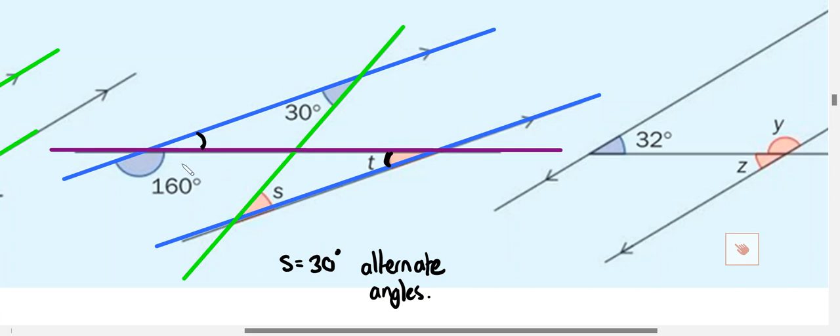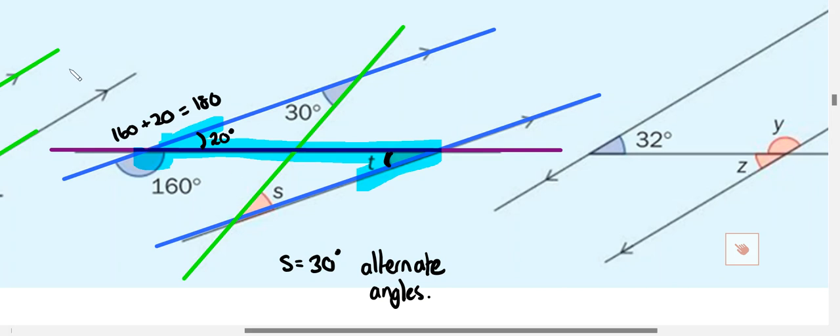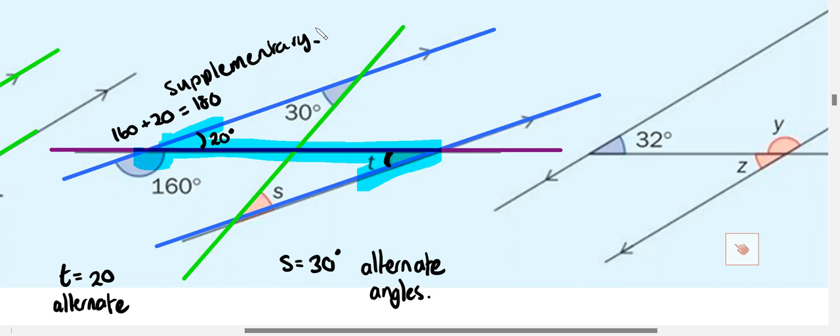160 degrees, so obviously it's 160 plus 20, which makes 180, because it's on a straight line. So T is the Z angle, but backwards. So we know that T equals 20. Again, they're alternate, but these ones up here were supplementary. Okay. How do you feel about that?